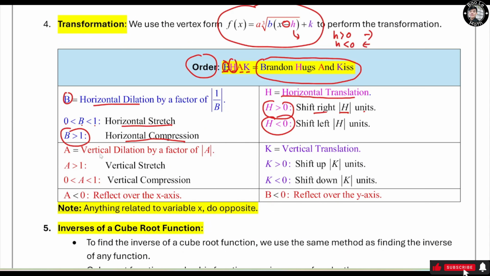Now, a represents the vertical dilation by a factor of the absolute value of a. If a is greater than 1, vertical stretch. If a is between 0 and 1, vertical compression. And the last one, k, is the vertical translation. If k is greater than 0, shift up absolute value of k units. If k is less than 0, shift down absolute value of k units. Now if a is less than 0, the function reflects over the x-axis. And if b is less than 0, the function reflects over the y-axis.